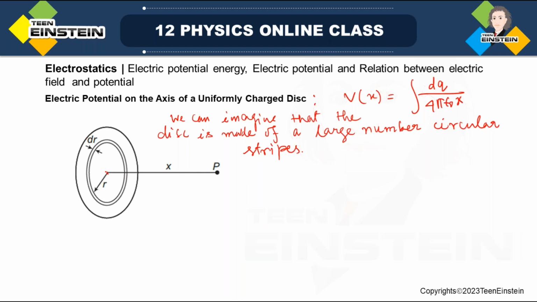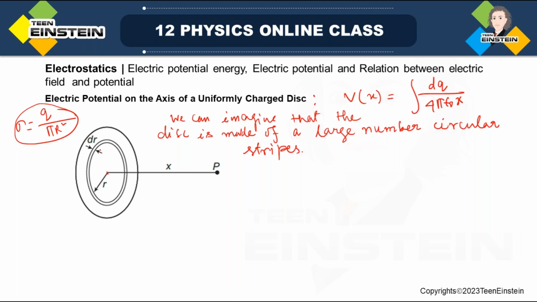Here we have just considered such a stripe of radius r and thickness dr, but in this case it is not just a circle. A circle or ring does not have any thickness as such, but we are taking a stripe which has a thickness dr. In this case you have to consider the surface charge density sigma, which is the total charge distributed over the disk divided by the area of the disk, that is pi R square, if capital R is the radius.